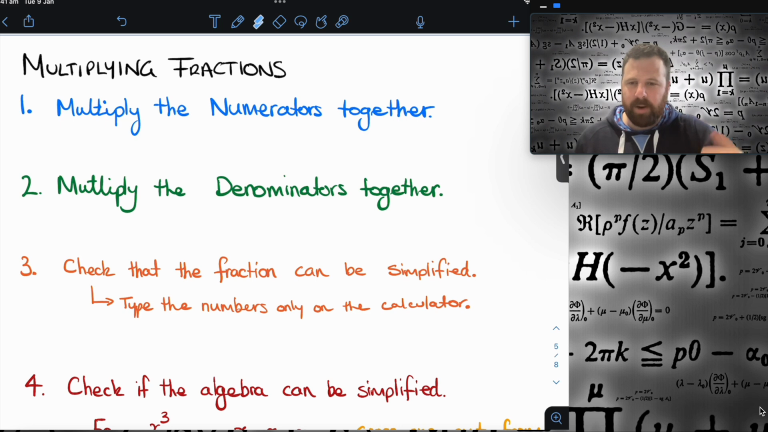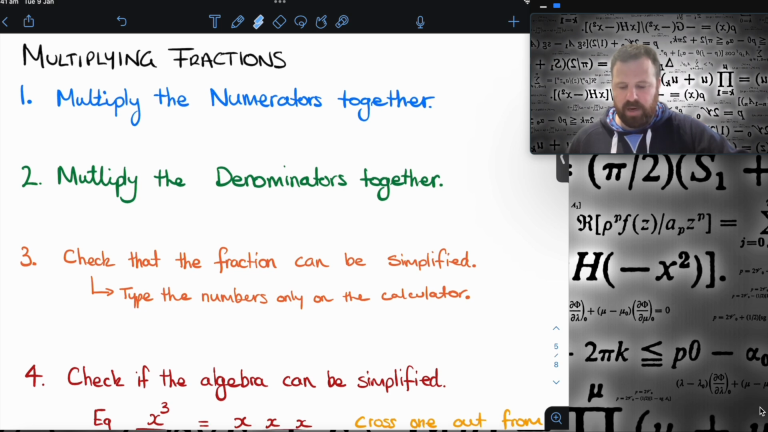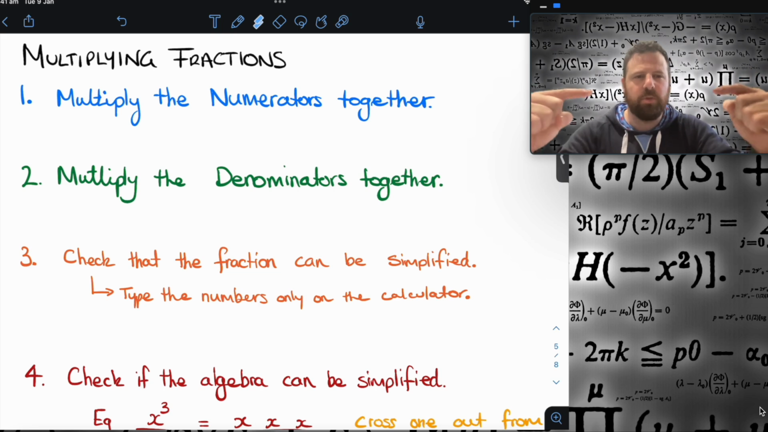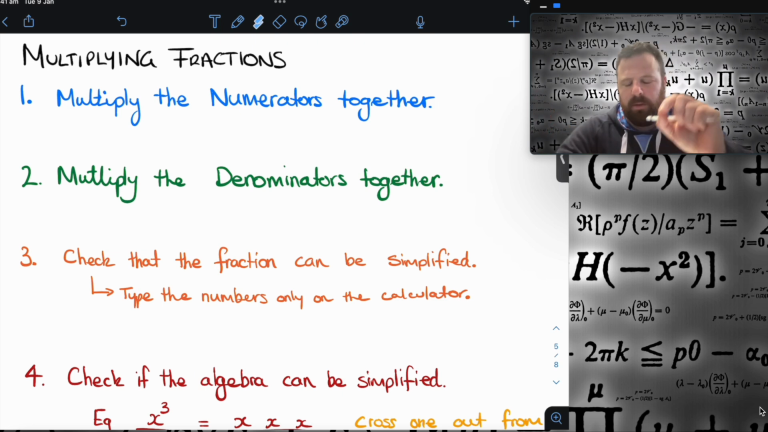To multiply fractions, I've simplified it down to 4 key steps. Step 1. There is nothing to do but get the two numerators, the two top numbers, and multiply them together. Multiply the numbers with the numbers, and multiply the algebra with the algebra, with the exception in this scenario that I'm not going to write my algebra as powers straight away. I'm going to save that to the very end.